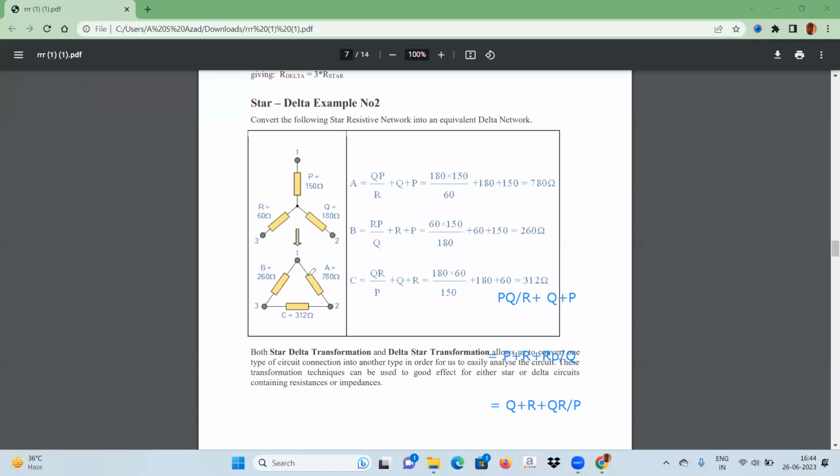Similarly, you can calculate B. What will be the formula for B? P plus R plus RP by Q. P is 150, R is 60, divided by Q, Q is 180, plus P plus R. R is given here. You can calculate it will be 260, and similarly you can calculate C also. Okay.